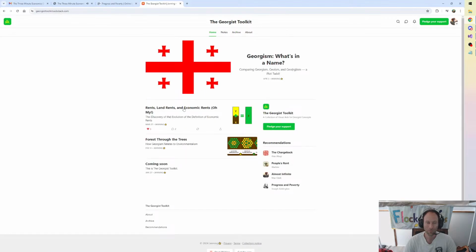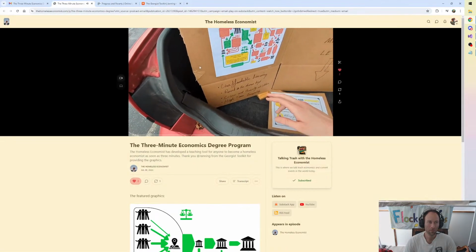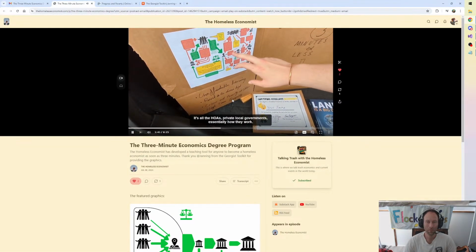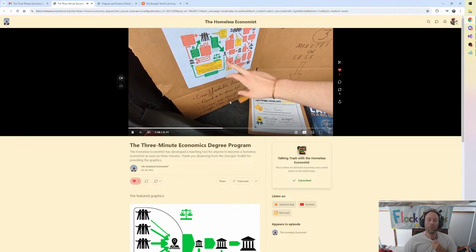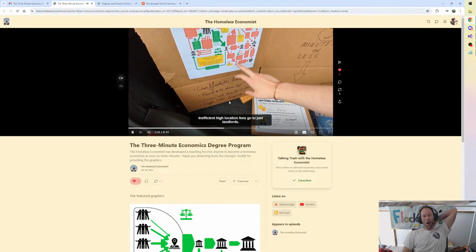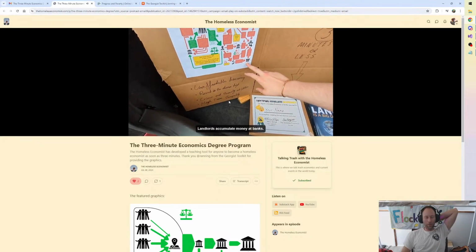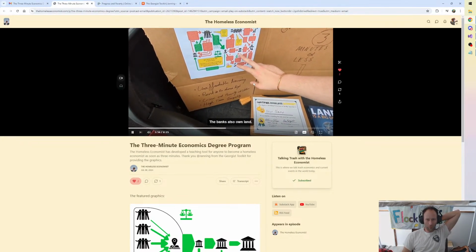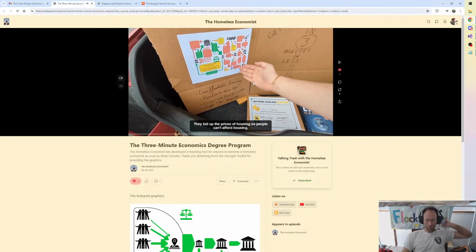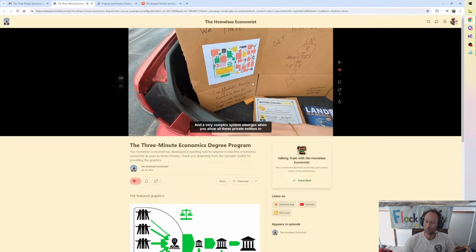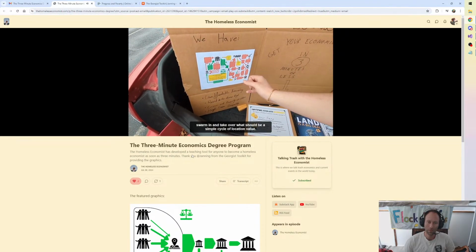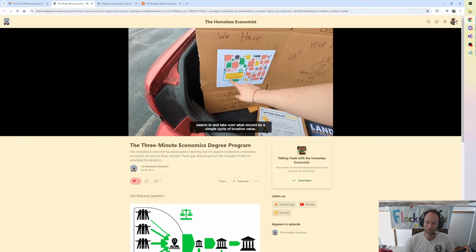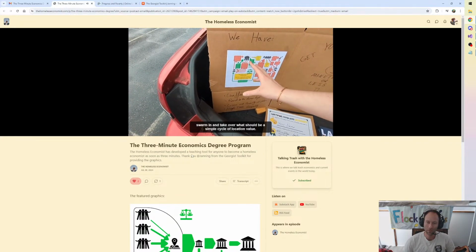The red is all the useless crap that we can eliminate if we switch our property tax system over. It's all the HOAs, private local governments, essentially how they work. Inefficient high location fees go to just landlords. Landlords accumulate money at banks. The banks also own land, so they bid up the prices of housing, so people can't afford housing. And a very complex system emerges when you allow all these private entities to swarm in and take over what should be a simple cycle of location value.